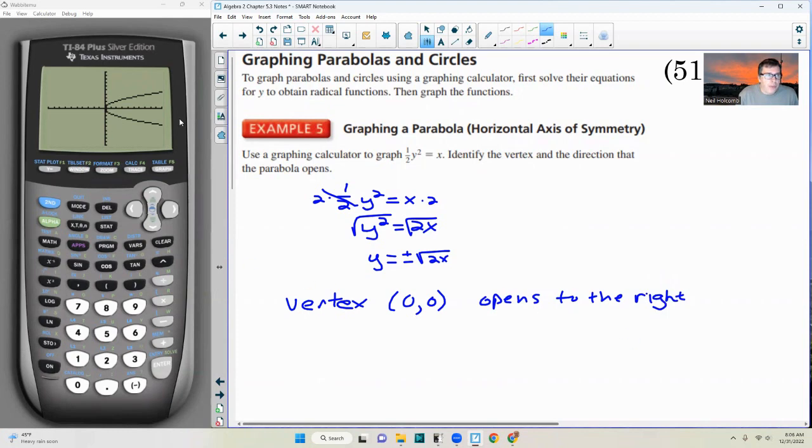Okay, so it opens to the right. So there is example 5. At this point, you should be able to do problem numbers 51 and 52 on your homework.